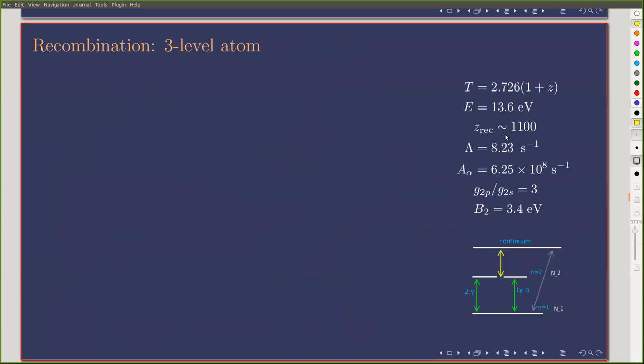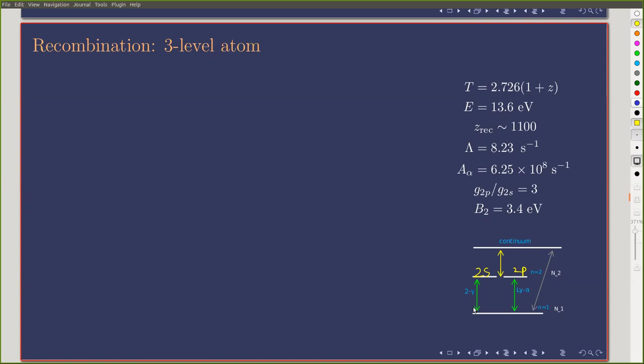Fine. Moving on to the recombination. Let me know if there are any questions. Otherwise, I'll move on to the recombination, which is not done using this ionization equation. This is done using what Shiv has already talked about. This is done using the first excited state. From that, you have two photon transition to the ground state, and then you have Lyman alpha transition to the ground state. So this is 2s state, and this is 2p state.